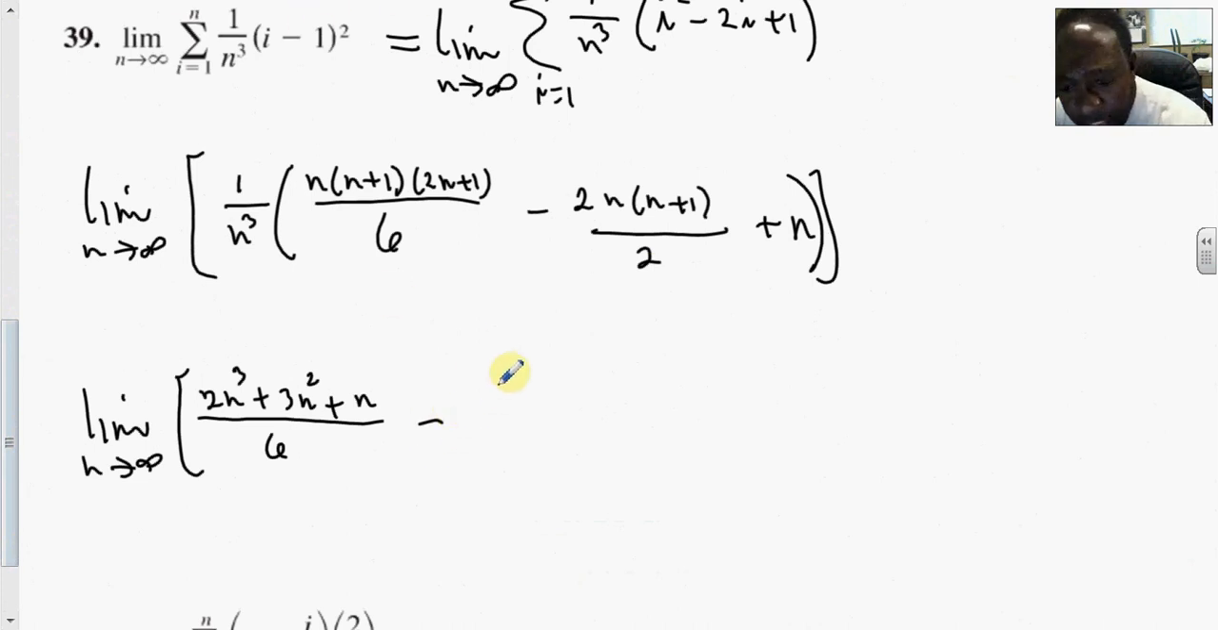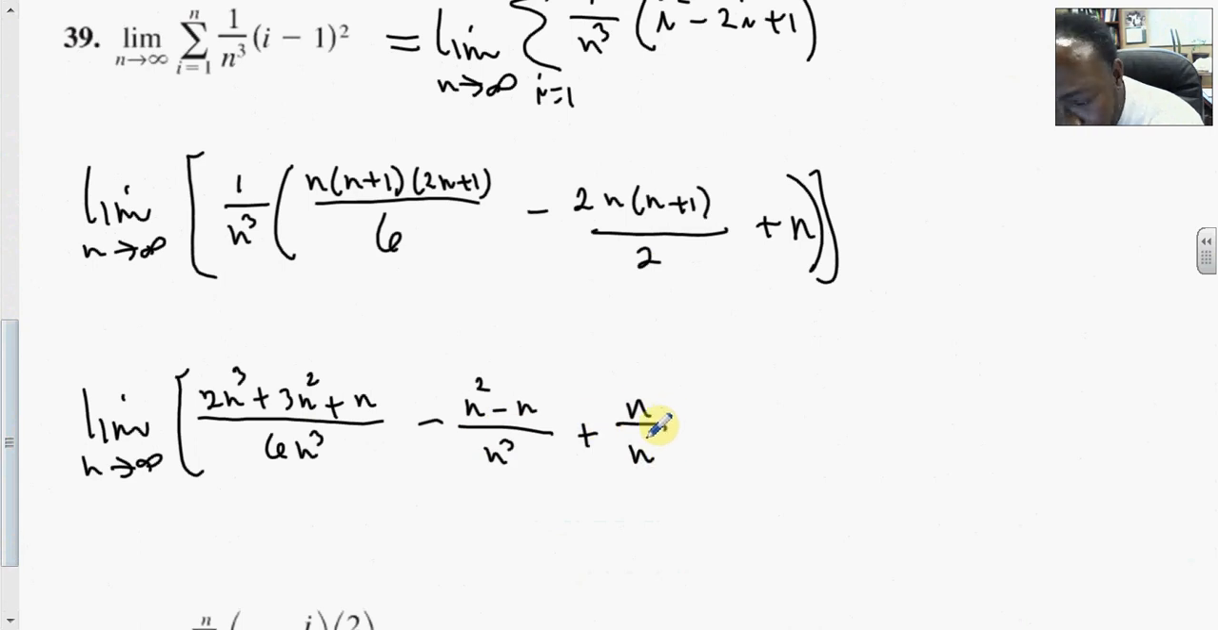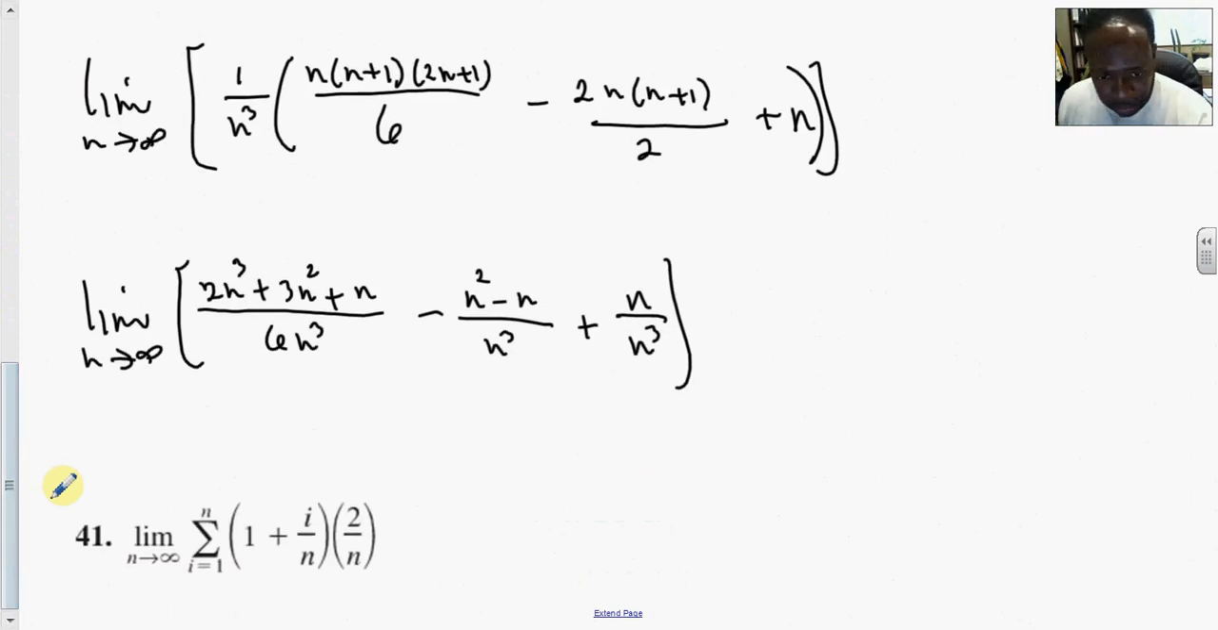So this is minus, I got the n to the third right there. Sorry, n to the third. This is minus n squared minus, that minus is carrying through, minus n all over n to the third plus n over n to the third. Okay.